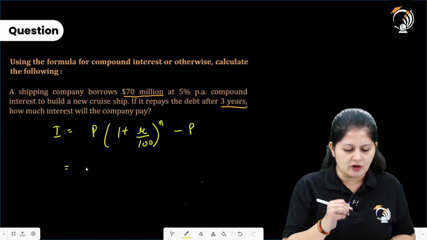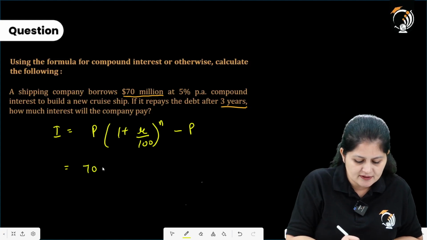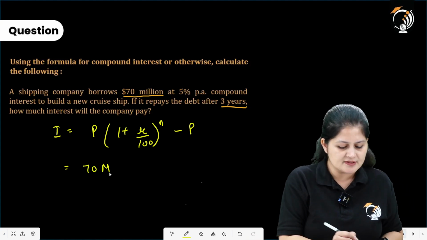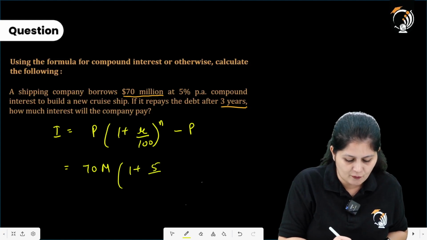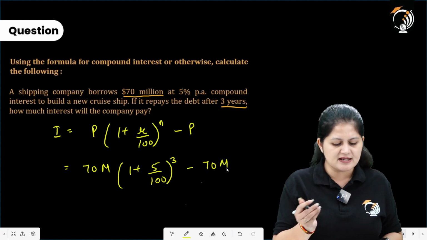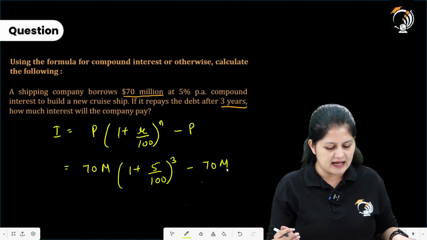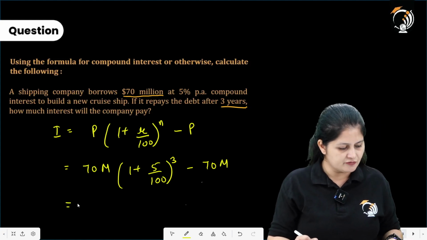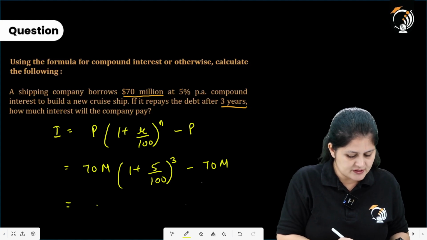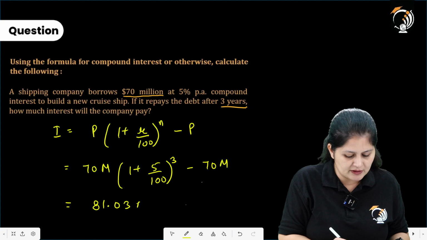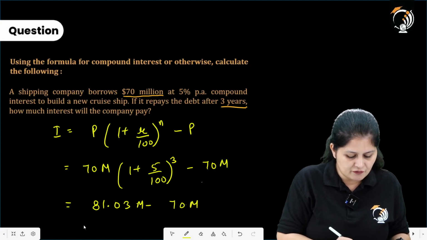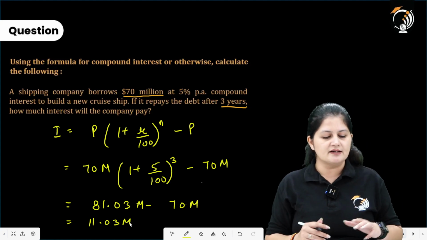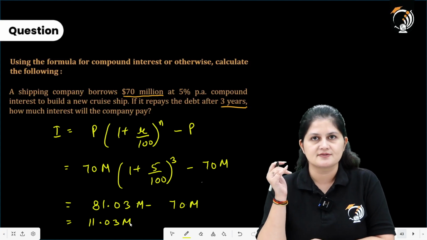So if we talk about the principal here, that is 70 millions. I'm just writing M here for millions. 1 plus R, which is 5 over 100, raised to the power 3, minus 70 millions, right? So we can just take 70 million common here. So let's do this calculation. What are we getting here? So this is coming out to be 81.03 million minus 70 million. So the interest being charged is 11.03 million. That is the interest being charged for 3 years. Okay.